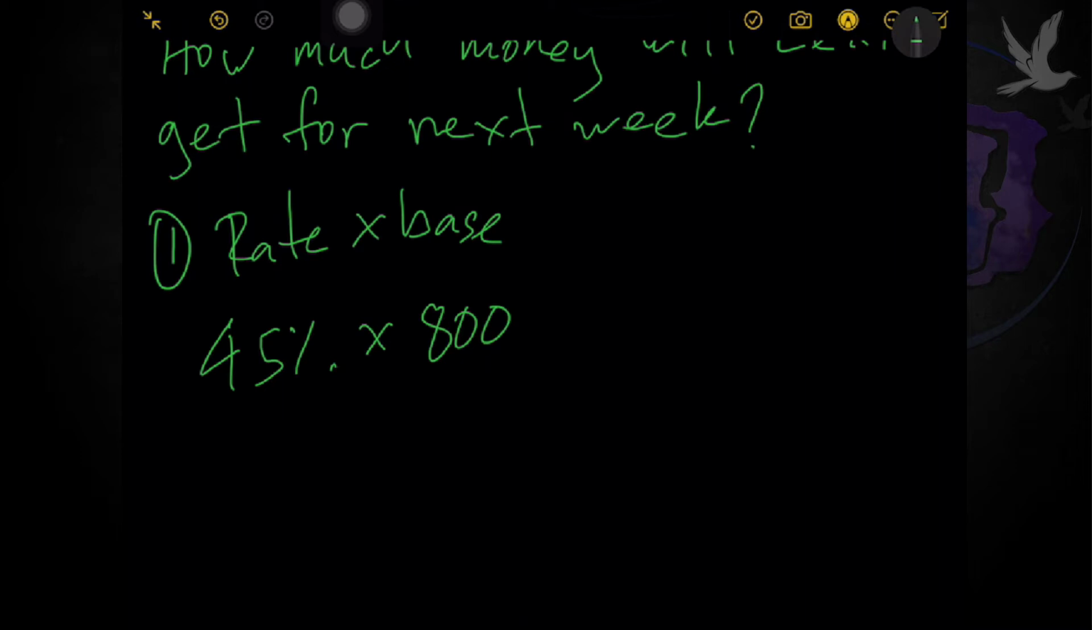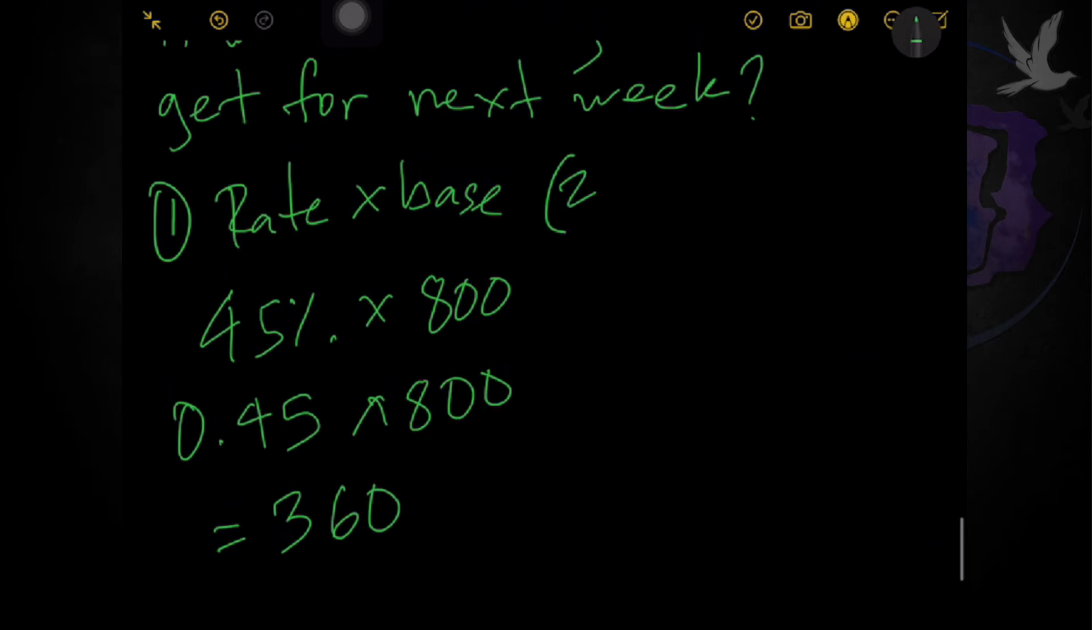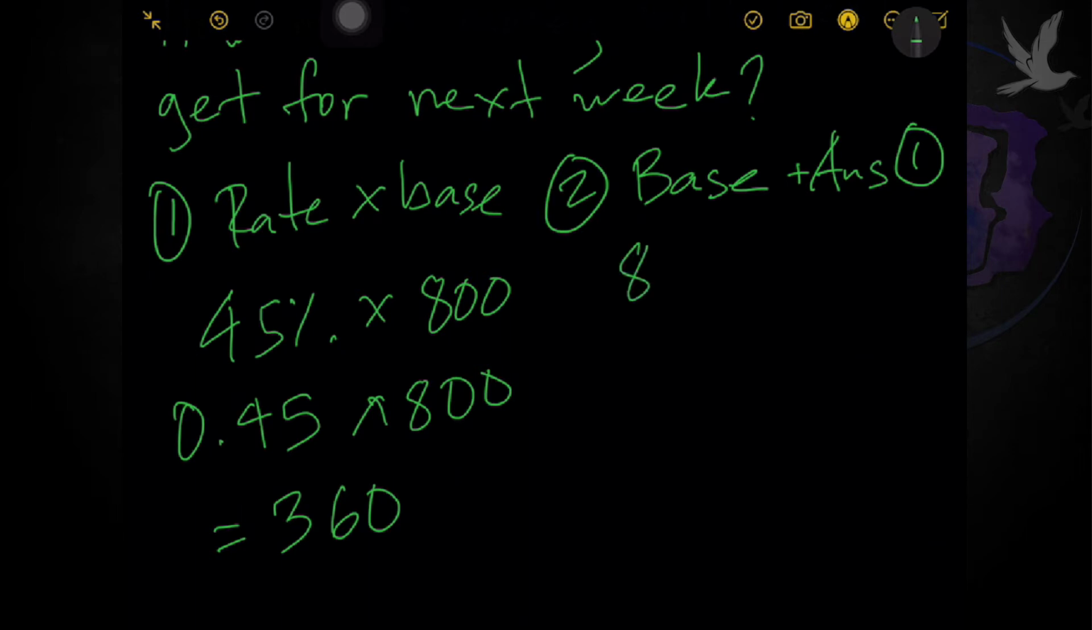Taking 45%. 45% will be 0.45. Multiplying it to 800. 0.45 multiplied to 800 will give us 360. Okay. Step 2 naman. Taking our base plus, sorry, our answer in step 1. Bakit plus? Because this is an increase, okay? An increase to. So our base is 800 plus 360.